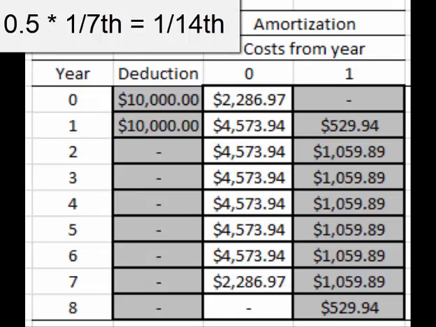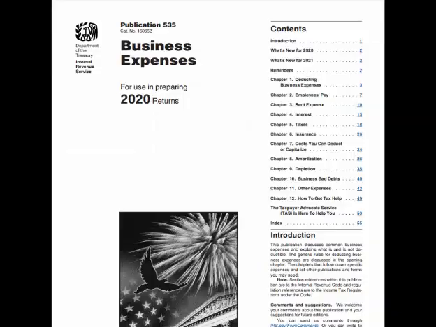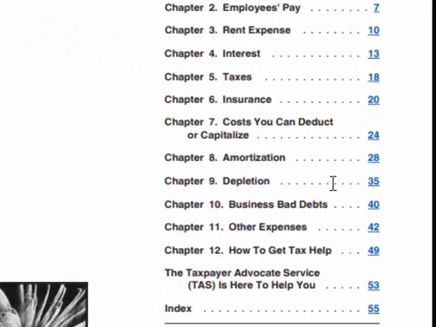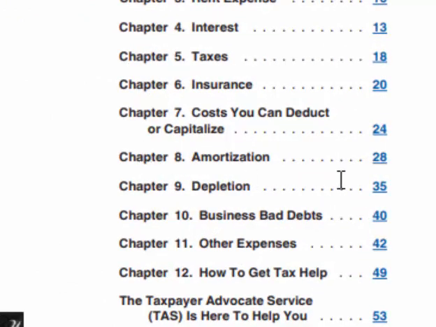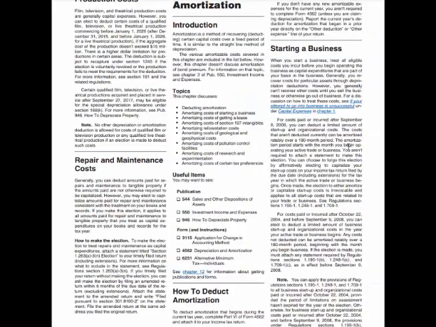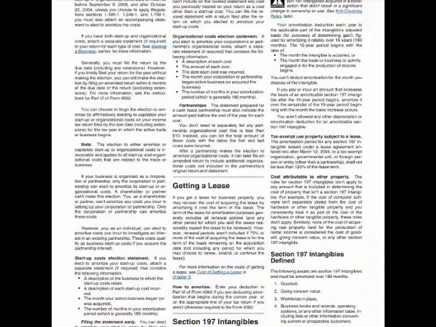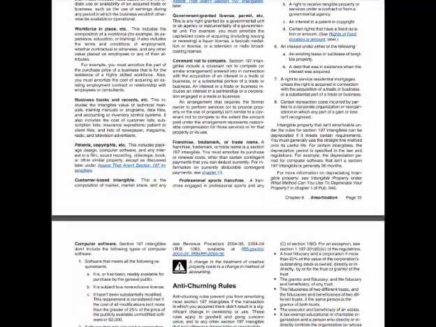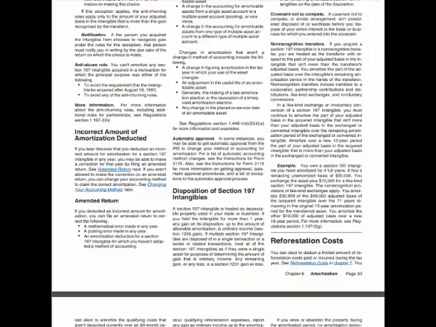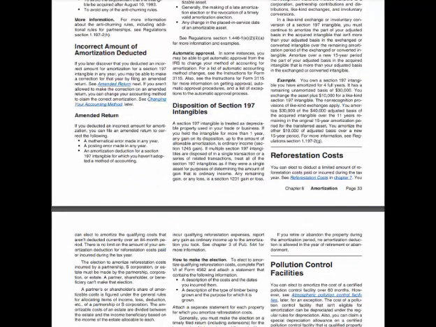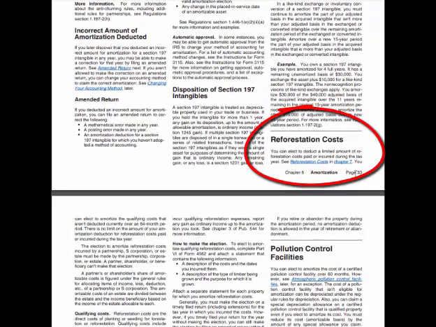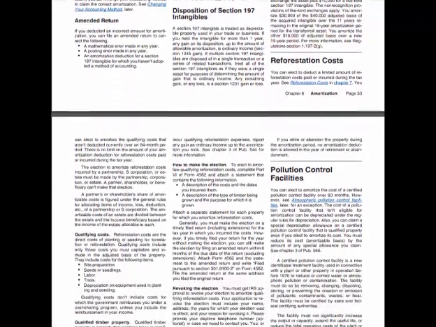And you may wonder, where does that come from? Well, we can look at Publication 535, Business Expenses. And if we come over here to contents and we click on Amortization, Chapter 8, it'll take us to here. And then if we keep scrolling down, we can come to reforestation costs on page 33.